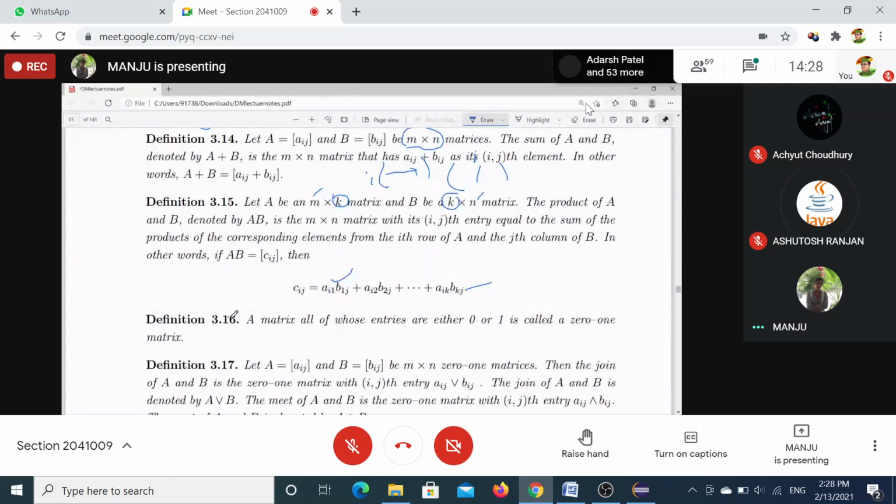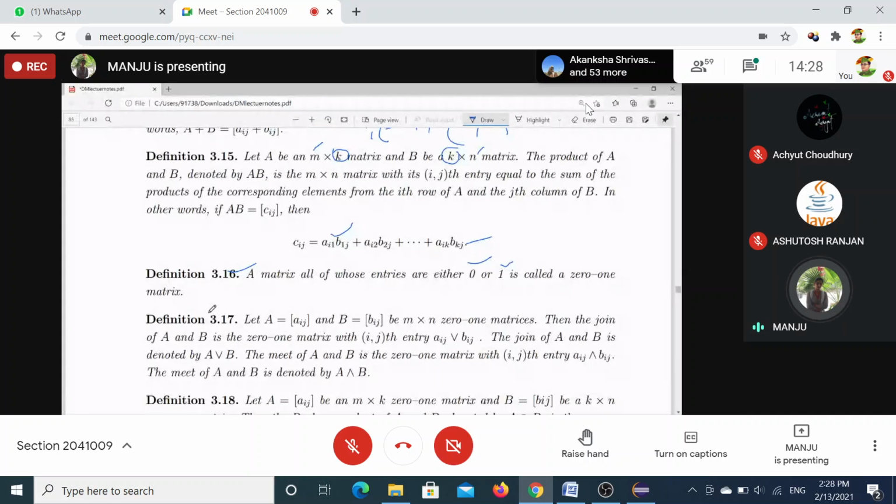Yes, ma'am. Then we defined 0-1 matrices, which are a special type of matrix having entries that are either 0 or 1 or both. Based on 0-1 matrices only, we defined the Boolean operations: one is join, another is meet. Join is the disjunction of the ijth entry from the A matrix with the ijth entry from the B matrix.